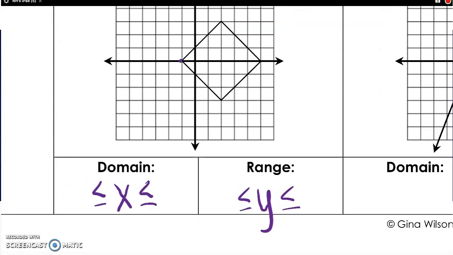The furthest we go left is -1, and the furthest we go right is 5. So x is between -1 and 5. For the range, the lowest we go is -3, and the highest we go is +3. So y is between -3 and +3.